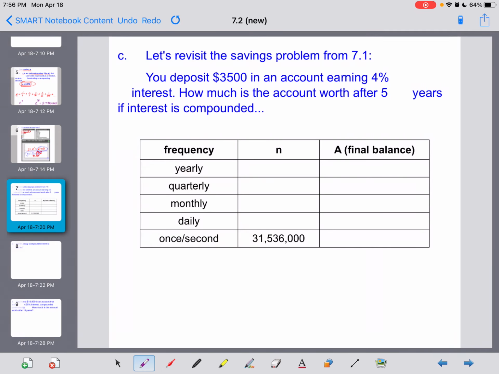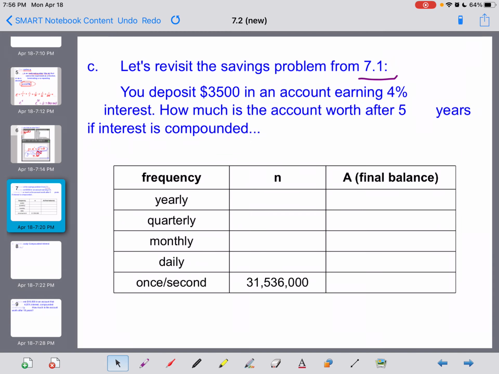I want to revisit a problem that we did in our 7.1 notes a while ago. And in that problem, we said that we were going to deposit $3,500 into an account that was going to earn 4% interest per year. And in that problem, we said that the interest was compounded quarterly. Well, I want to do a little bit of an experiment with this problem right here. And what we're going to do is we're going to change the frequency here of your interest being compounded.